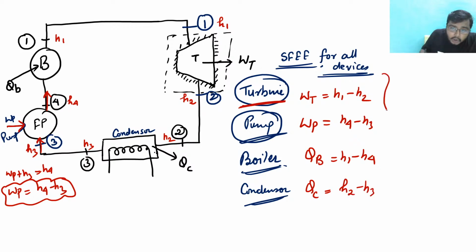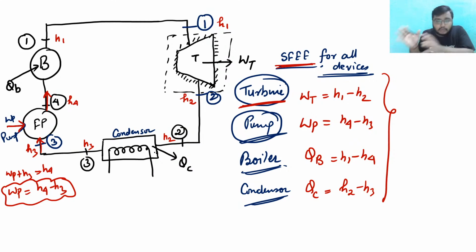All these I have written on the basis of steady flow energy equations, but I am just telling you summation of in equal to summation of out, which is very handy. If we do that, we can derive everything very easily, but these equations are coming from the steady flow energy equations. So I have written everything for turbine, pump, boiler and condenser.